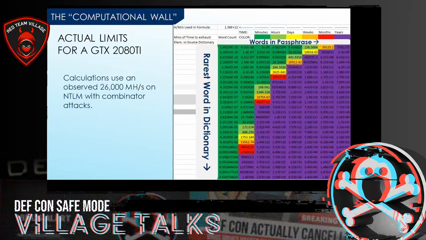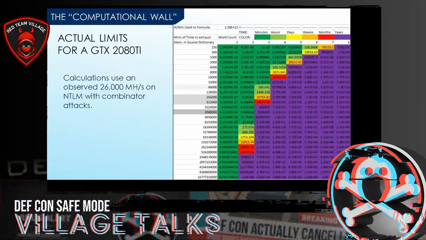The horizontal axis of this chart is the number of words in a passphrase. The vertical axis is the size of the dictionary, or perhaps a more useful way to think about it, the rarest word in a passphrase that can be cracked, because a logical attacker is going to use the list of words by frequency. The bigger that list is, the rarer the words are going to be that are in it.